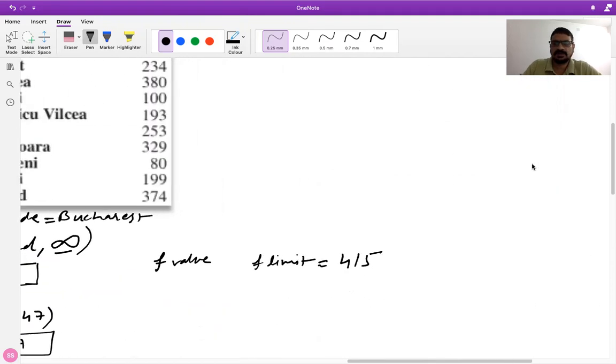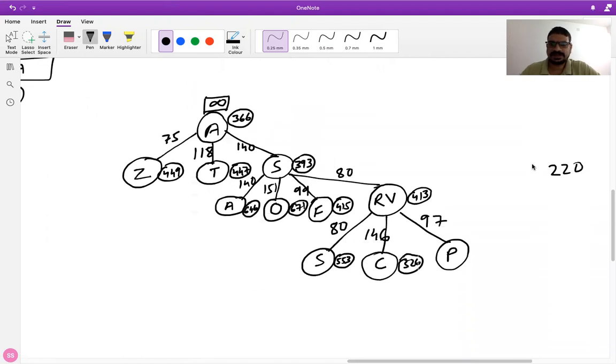Now it is coming 417. 417 is less, or 413, sorry, 413 is less, right? So we'll write 417 as the maximum value here. Now we have calculated the F value.